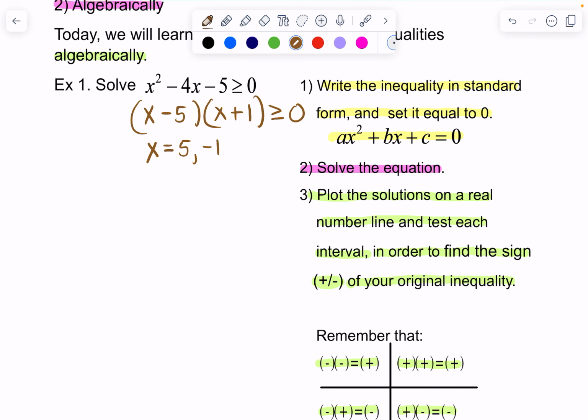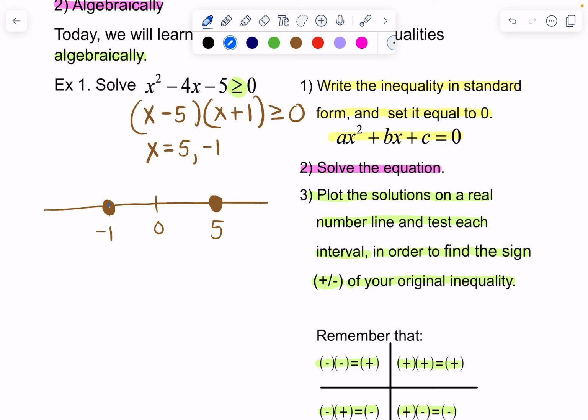So we know that the solutions are 5 and negative 1. So we're going to draw a little number line here. We're going to put our negative 1 and 5. We know that it's greater than or equal to, so these are going to be solid circles here. If it was just greater than or less than, it'd be open circles. And now my test zones.